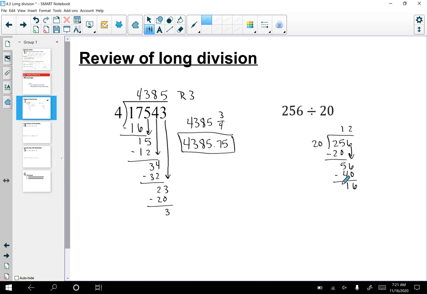Now, 20 does not go into 16, and we have nothing left to bring down, so that's where 16 turns into our remainder. So again, we can write 16 over 20, so our answer is 12 and 16/20. That reduces, right, divide both by 4 to 12 and 4/5, which can be rewritten as 12.8. Either way, 12 and 4/5 or 12.8 is acceptable.